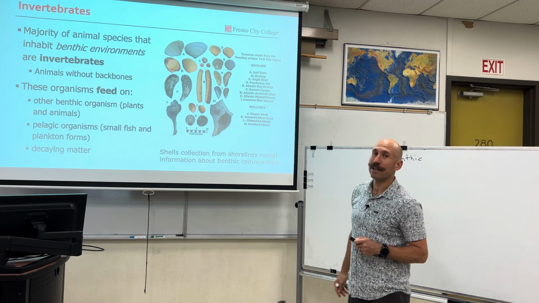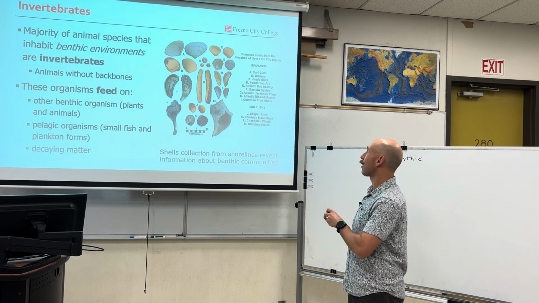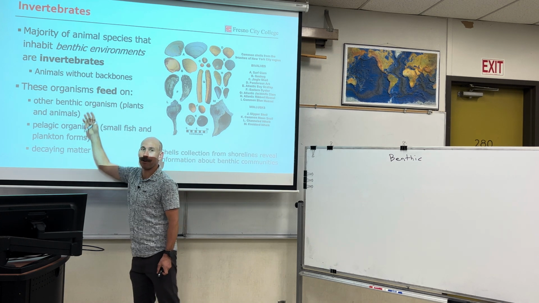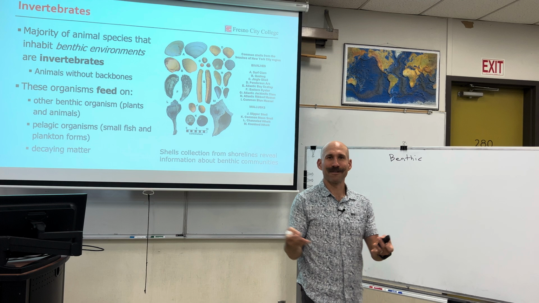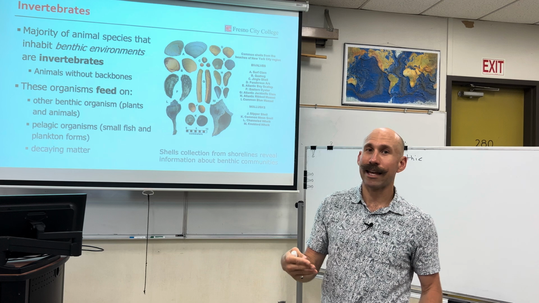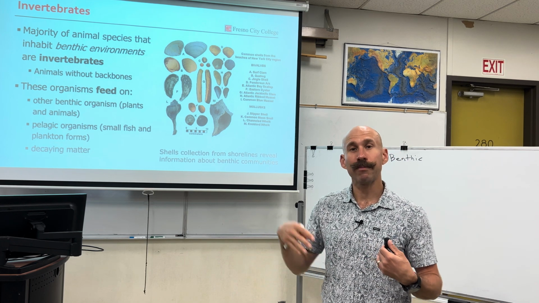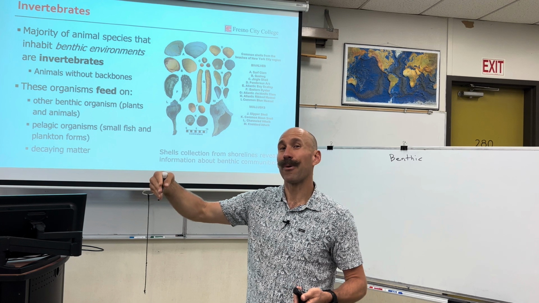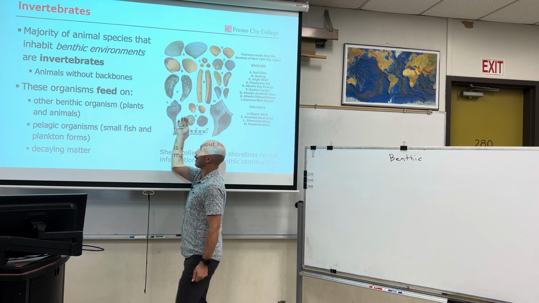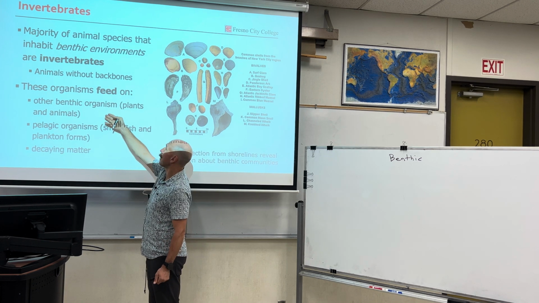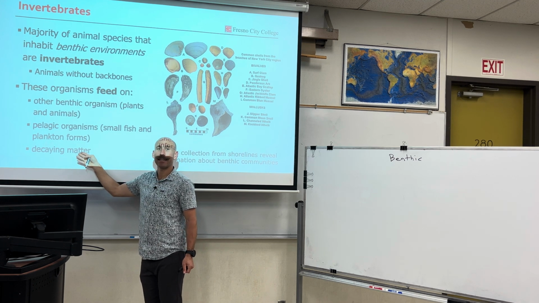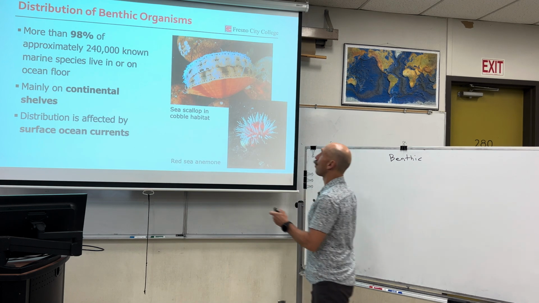So most animals that live in the benthic environment are invertebrates, which are animals without backbones. Now, an animal is a class of organisms that eats other organisms for energy, also known as a heterotroph. It does not produce its own energy, but consumes other animals or other organisms, it could be plants, for energy. And these animals of the benthic environment feed on other benthic organisms, on pelagic organisms, and then also on decaying matter that exists within the water column.